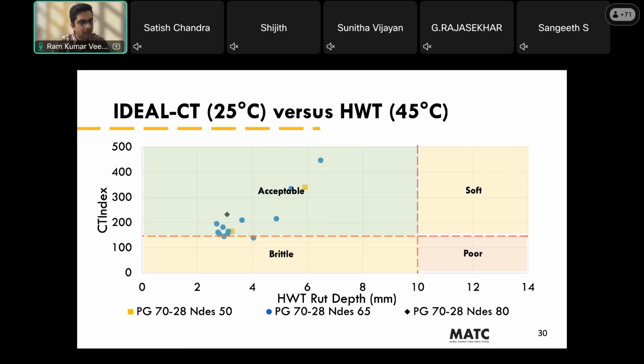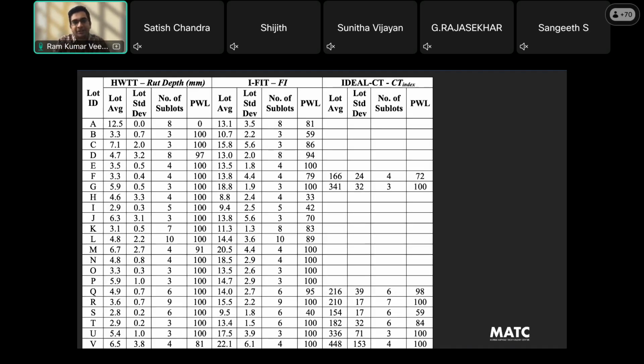Here is another similar plot for the CT index as well. It shows a similar trend to what we saw for the Illinois flexibility index test, where the majority of your mixes met the 150 CT index threshold criteria, except for a few, like 2 of those mixes, which did not meet the CT index threshold criteria but were on the margins. So here are all the comparisons of different tests on the overall performance within limits, the PWL specifications and everything.